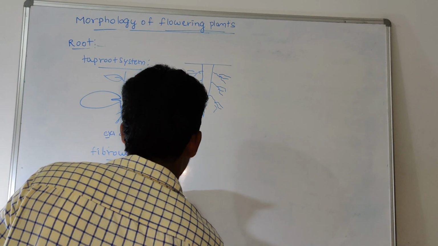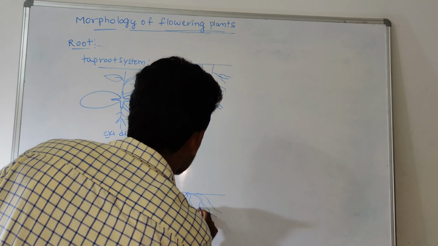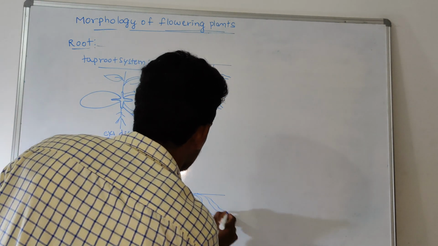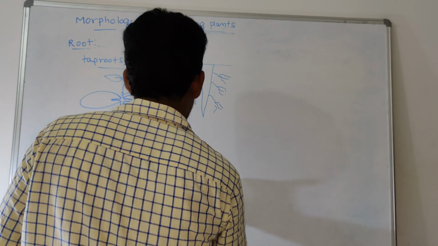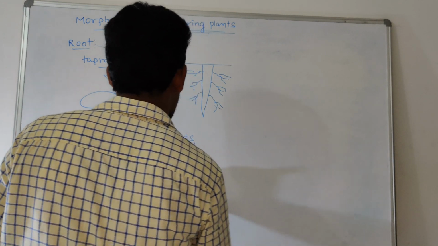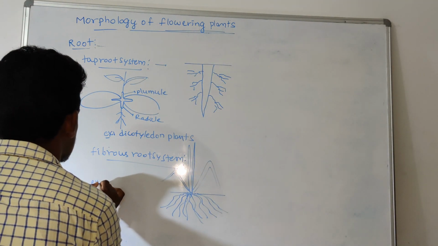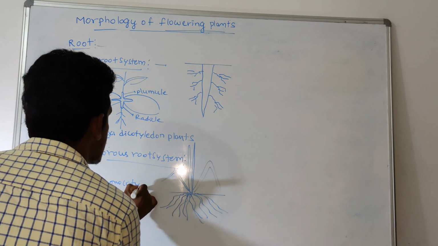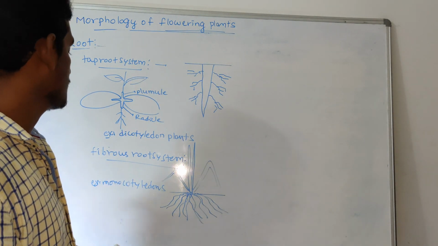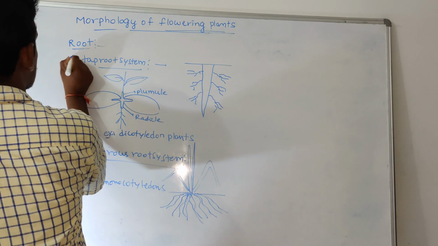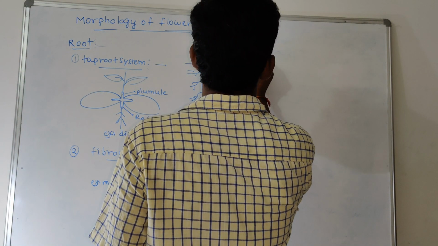So in the fibrous root system there is no main root, and all the roots are equal in size. The primary root is a short-lived one. In the majority of monocotyledon plants, you will find this type of fibrous root system. Examples are rice and maize, which come under monocotyledons. So that was the taproot system and the fibrous root system. Next is the adventitious root system.